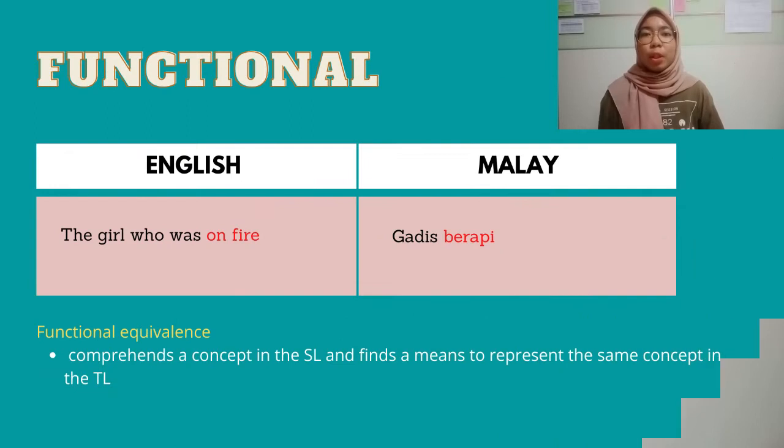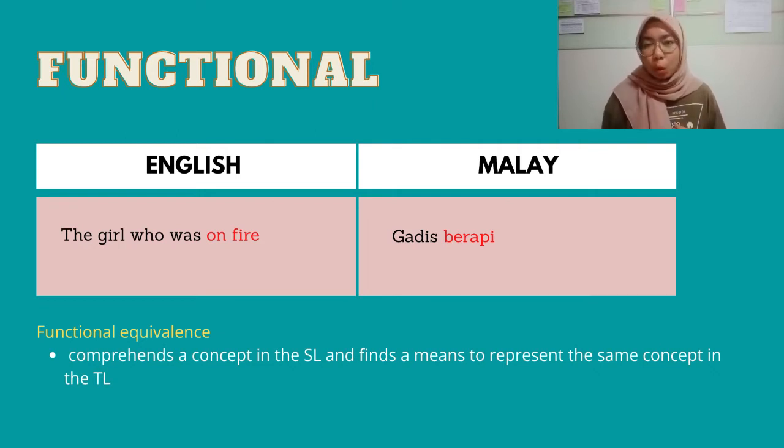The first equivalence is functional. Functional equivalence is the process by which a translator comprehends a concept in the SL and finds a means to represent the same concept in the TL in such a way that the equivalent conveys the same meaning and intent as the original one.